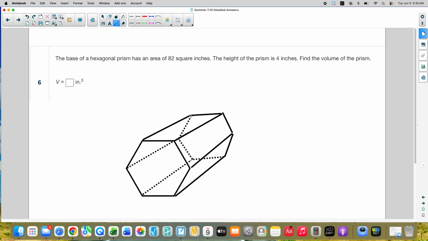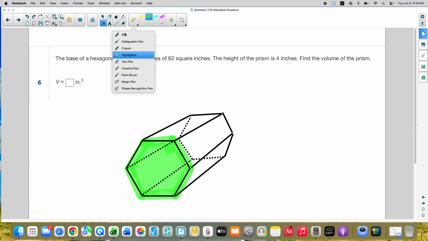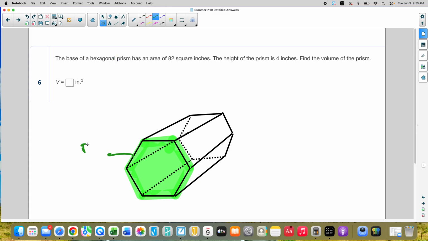So our base area, our base is going to actually be our front and back because they have to be parallel to each other. So this base area is going to be the front. We're going to consider the front the base area. So that base area is going to be 82 inches squared. And then it says the height of the prism is 4 inches. So the height is going to be the distance between the two bases. So that's going to be that distance.